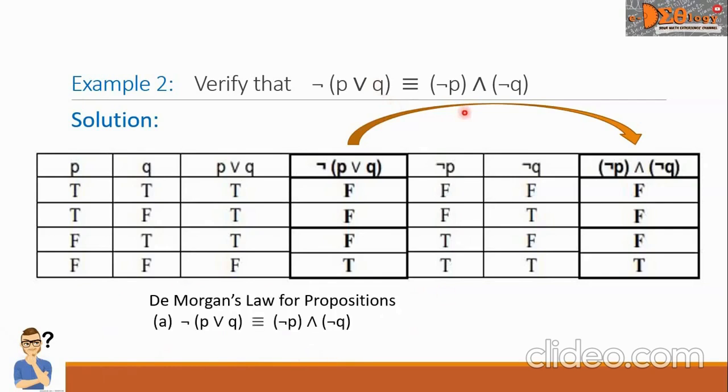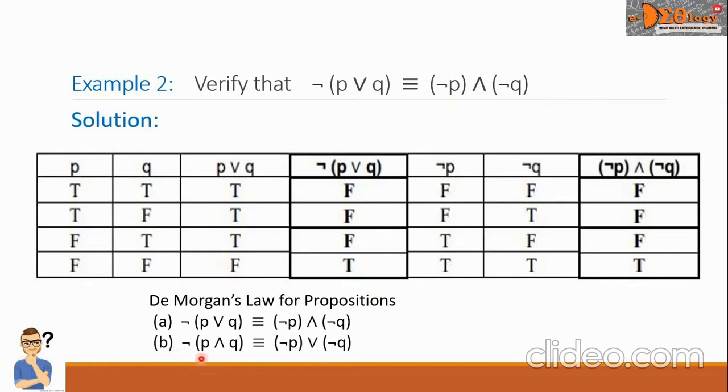This logical equivalence here is part A of De Morgan's law for propositions, while part B is here: the negation of the compound proposition P and Q is logically equivalent to not P or not Q. We're going to leave this part B of De Morgan's law for practice for students.